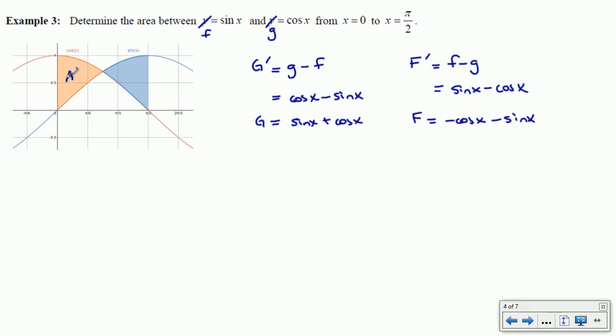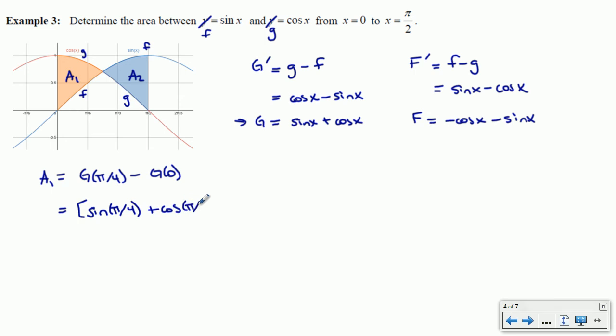So area 1, we have g minus f, right? Because cos is g and sine is f. And for area 2, we have f minus g, because sine is above cos. So area 1 will be given by G at pi over 4 minus G at 0. And we can make our substitutions in for G here. So we'll have sine at pi over 4 plus cos at pi over 4 plus c, subtract sine at 0 plus cos at 0 plus c.